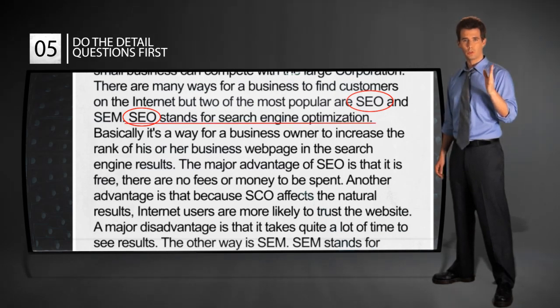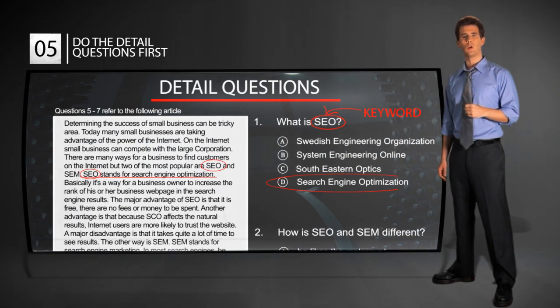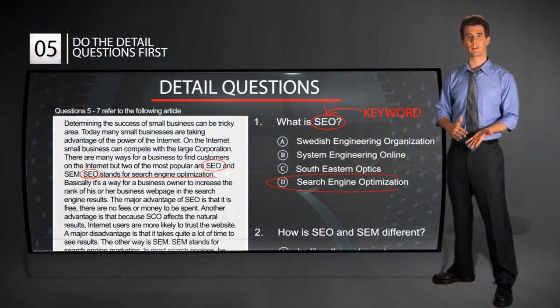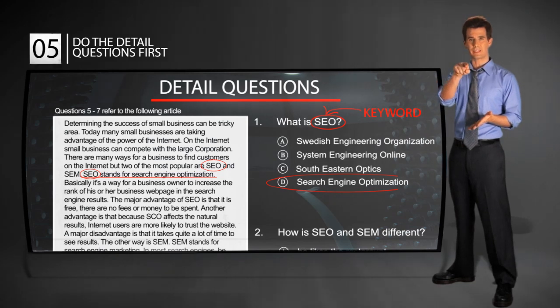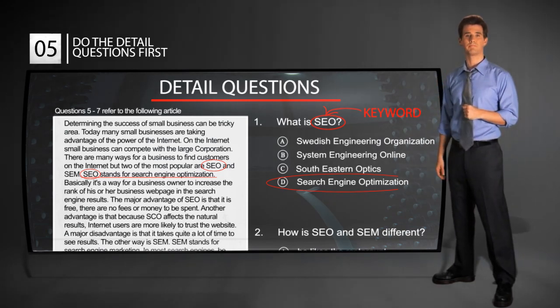Once we do that, usually we will know the answer. If we do it this way, we don't have to waste a lot of time reading everything. We can use those keywords, scan it, find the keywords, read that part only, and then answer it.